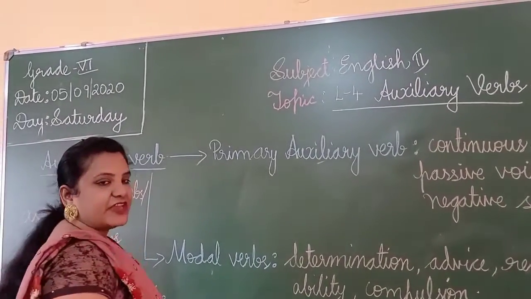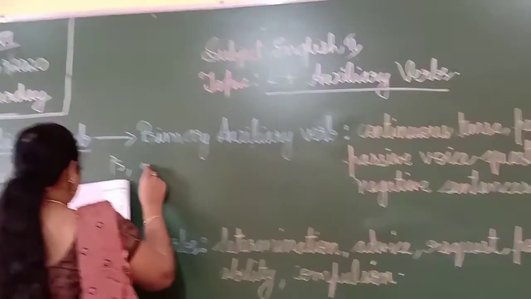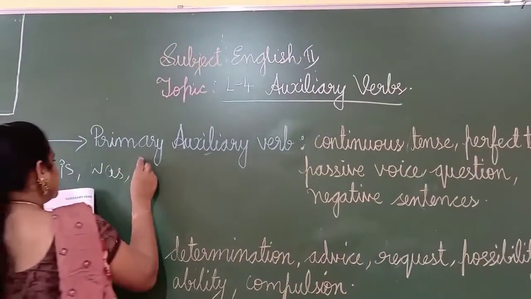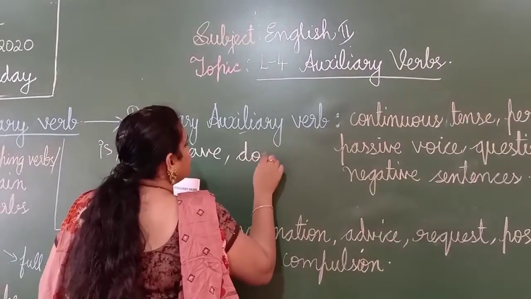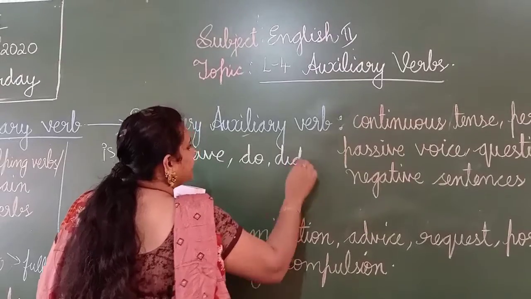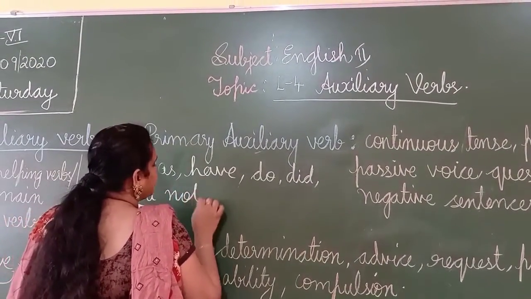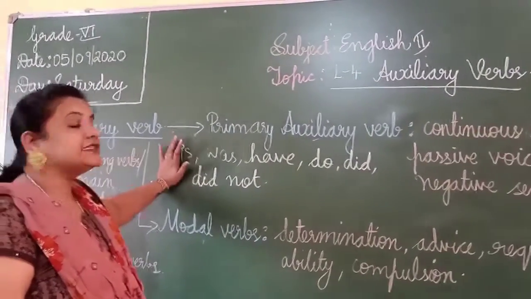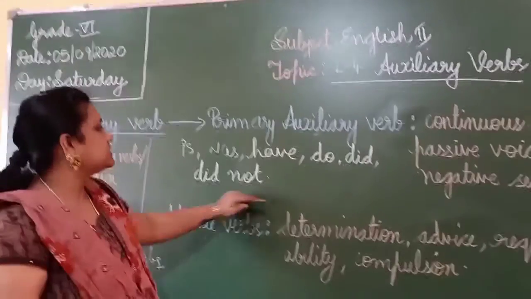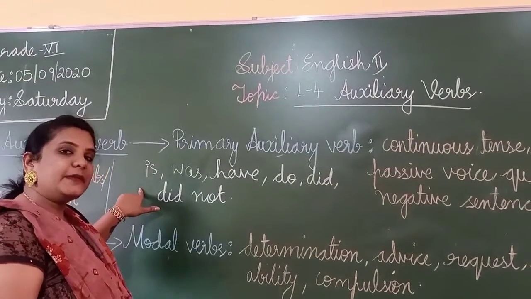Same thing, we use these words only. Be, do, have, is. Okay, we use words such as is, was, have, do, did not. These are the words which we use for assisting the main verbs. These are some primary auxiliary verbs. These assist the main verbs.